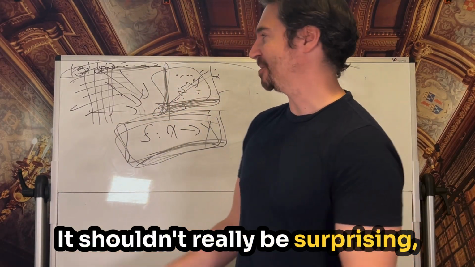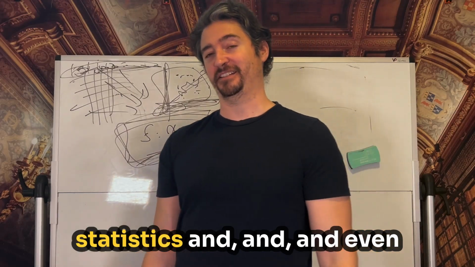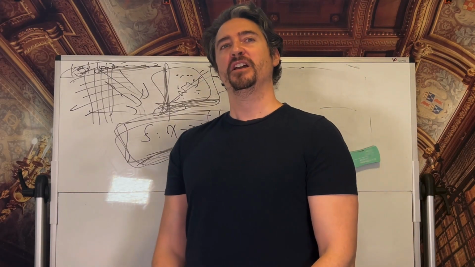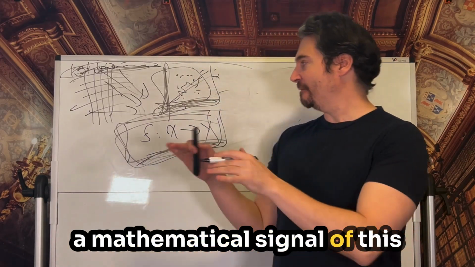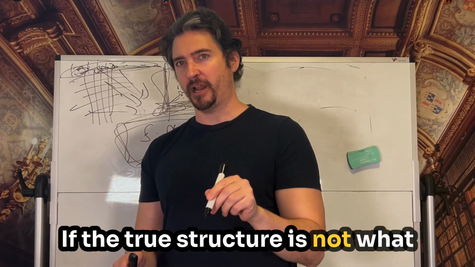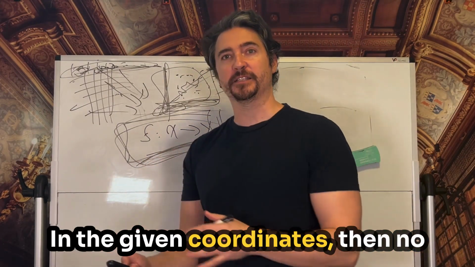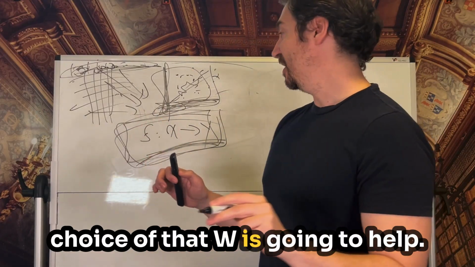And that shouldn't really be surprising. But this is a lot of what most people learn when it comes to statistics and even simpler approaches to machine learning, right? Okay, so let's think about a mathematical signal of this failure that I'm talking about. If the true structure is not what you might call linearly separable in the given coordinates, then no choice of W is going to help.